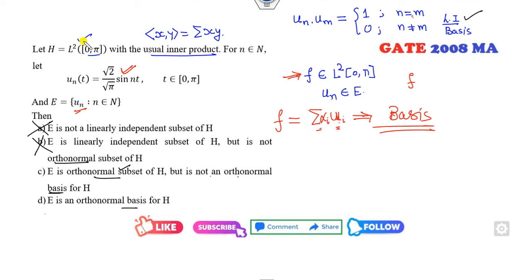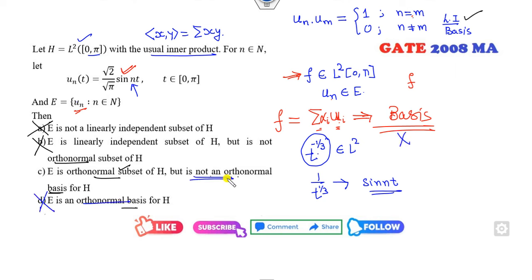But you can see what the L2 space is. The last example suggested that this part belongs to my L2. Fine. So can you write this function in terms of these? You can't write that, because it is not here. So you can't write it in terms of the sine nt. It means it is not a basis. But he said orthogonal basis is cancelled, and not a basis is the right answer of this problem.